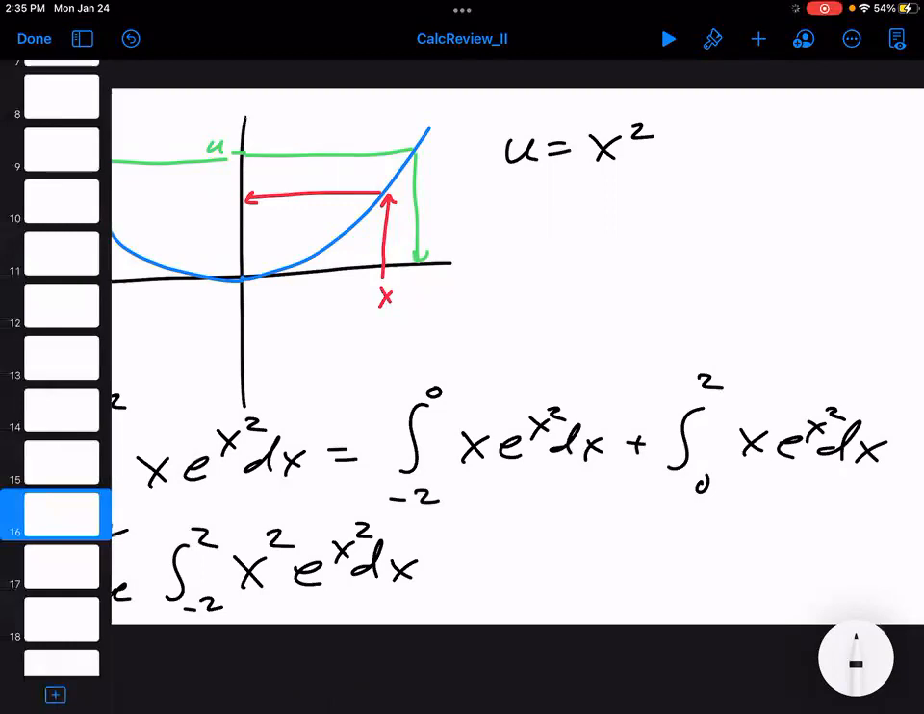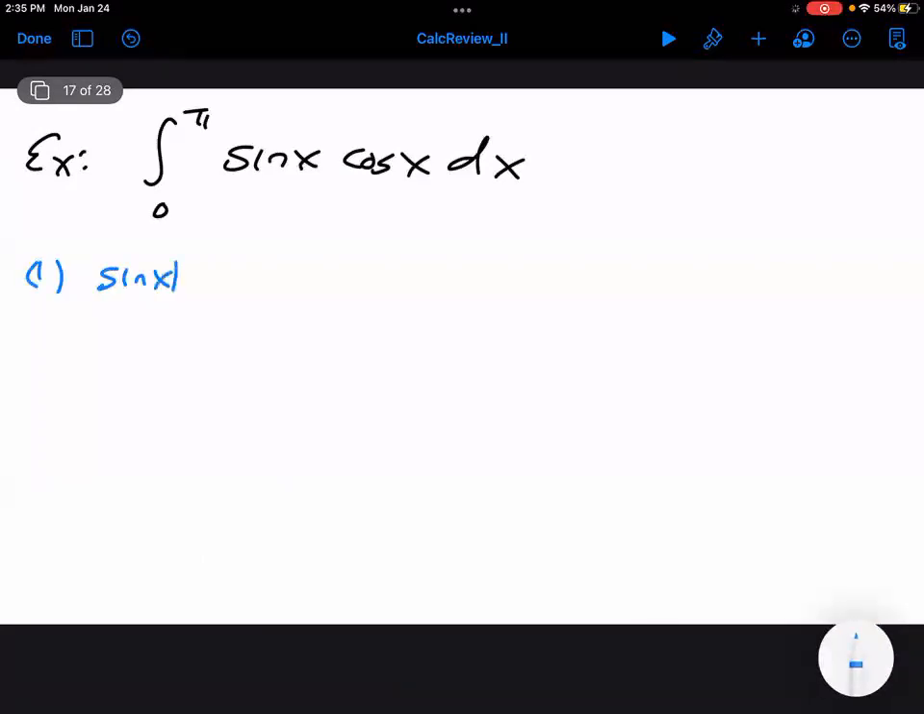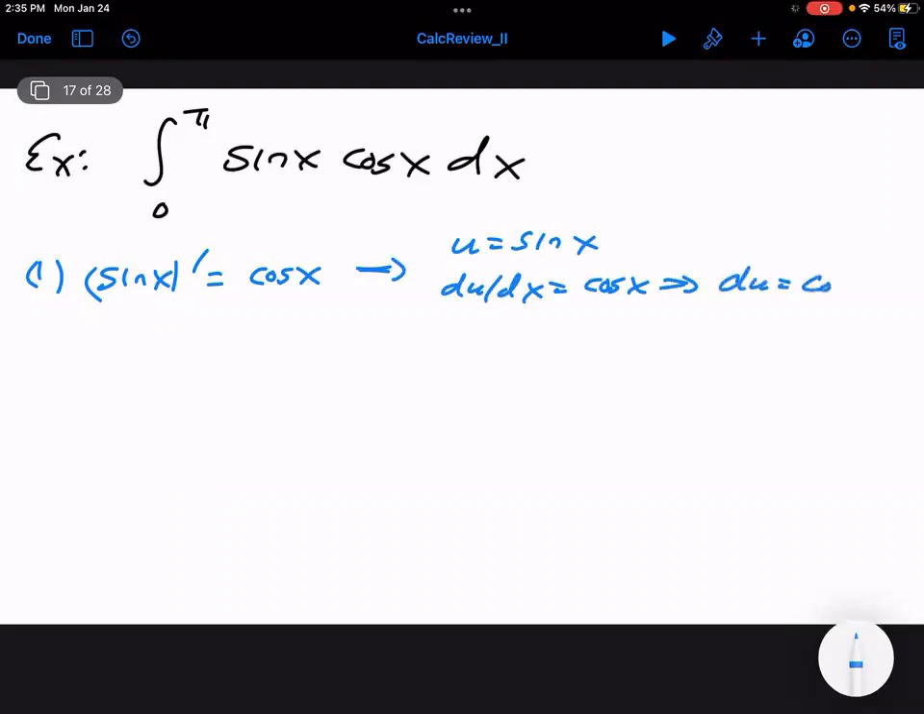So for the most part, u substitution is not too bad. It's just trying to figure out that what you have can be written in the form f prime of g of x times g of x. So for example, let's say I give you the integral from 0 to pi of sine of x cosine of x dx. One way to look at this is to say, well, we know the derivative of sine of x is cosine of x. So if I let u equal sine of x, du dx is cosine of x, therefore du is going to be cosine x dx.